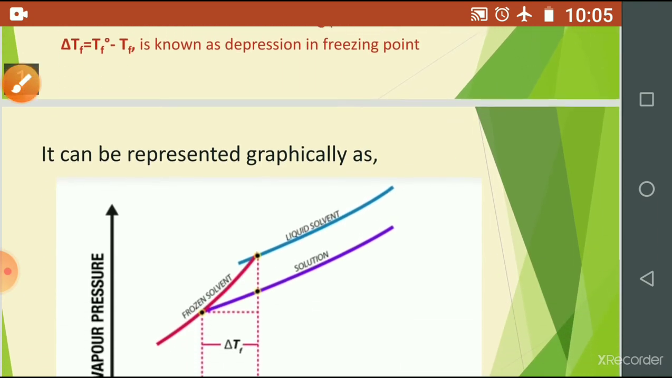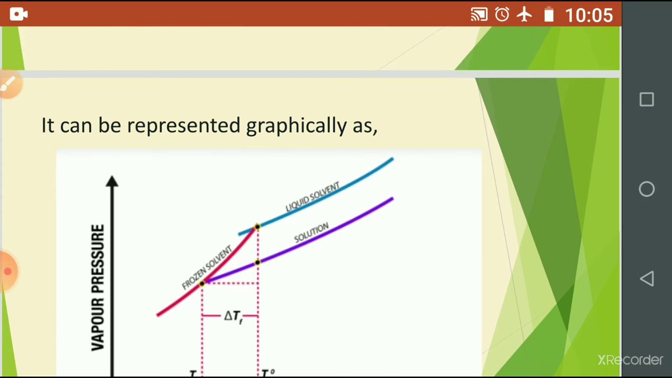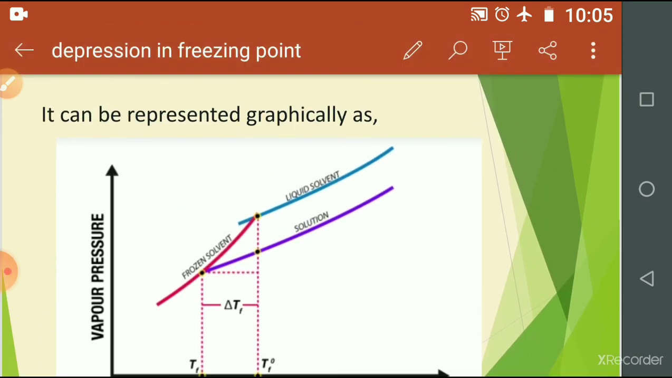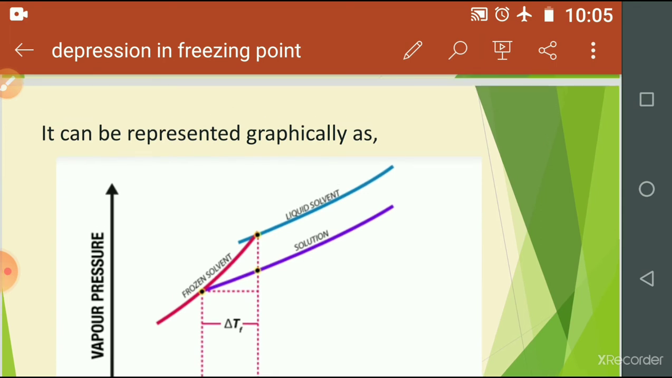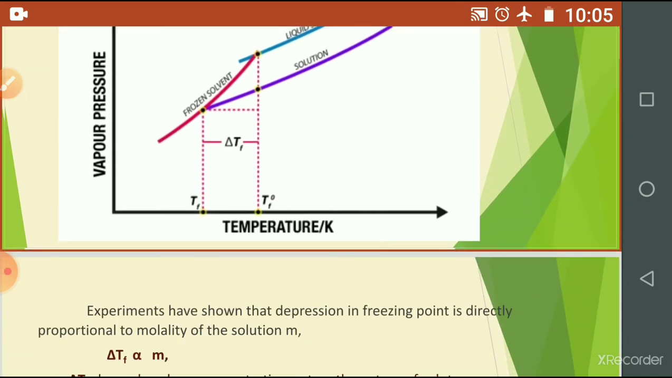Now let us represent the depression in freezing point graphically. You have to draw this graph. So vapor pressure should be plotted along the y-axis, increasing from bottom to top, whereas temperature increases from left to right along the x-axis.